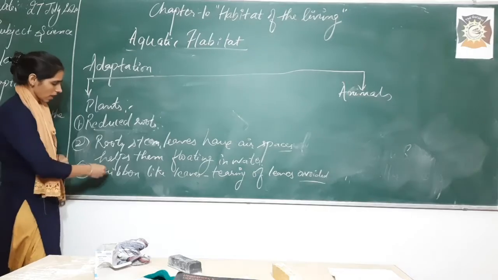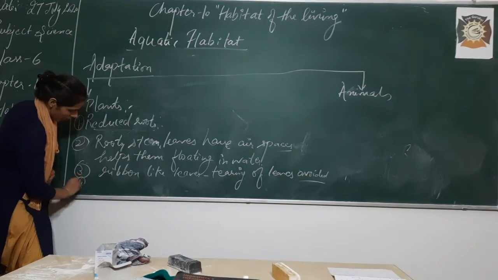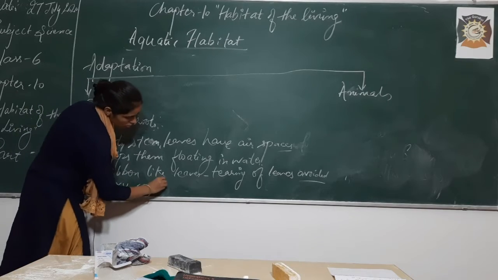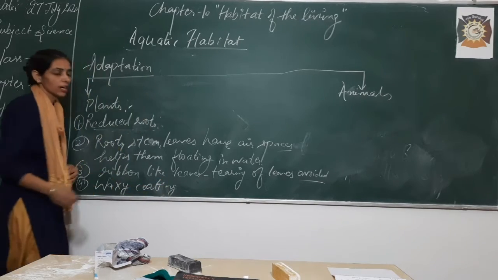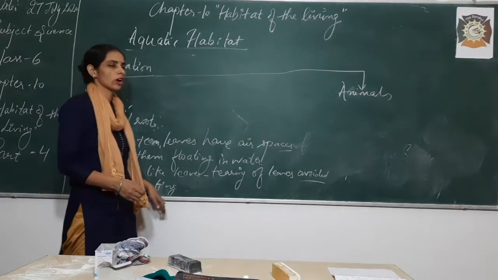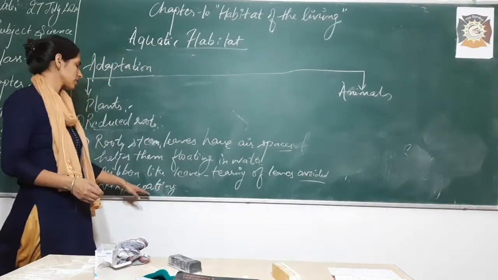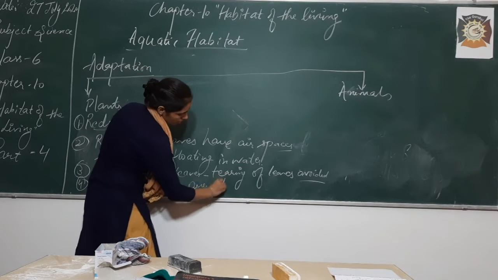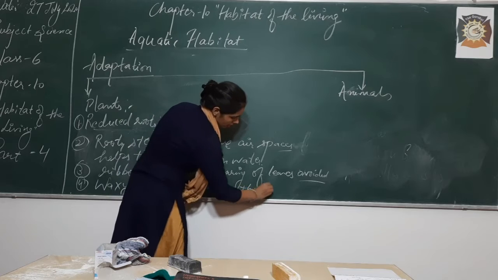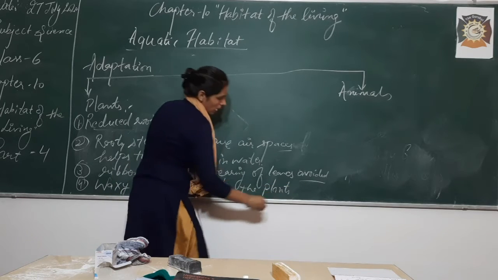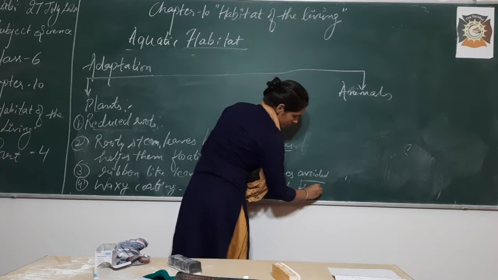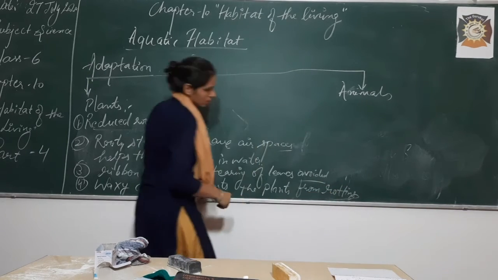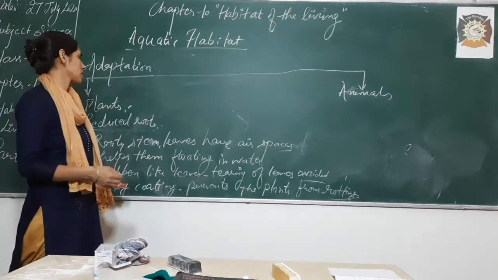And the next feature after these ribbon-like leaves is the waxy coating. Most of the plants which are submerged underwater have a waxy coating on their leaves. And what is the function of this waxy coating? This prevents the plants from rotting. So these are all adaptations of the plants in the aquatic habitat.